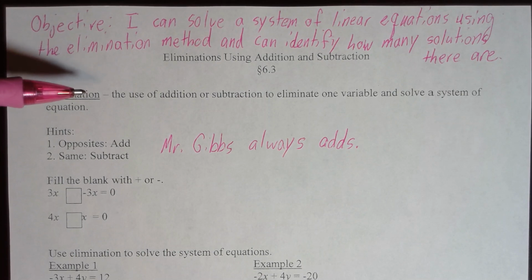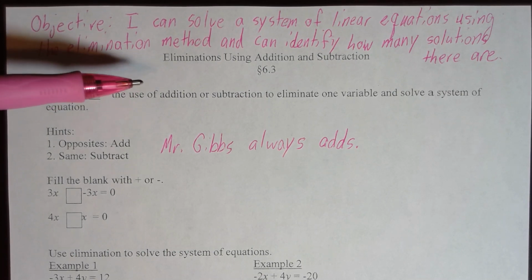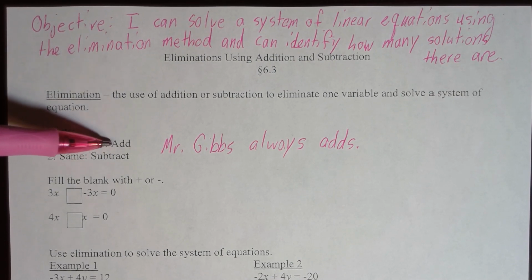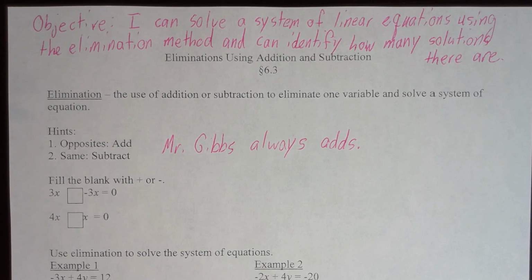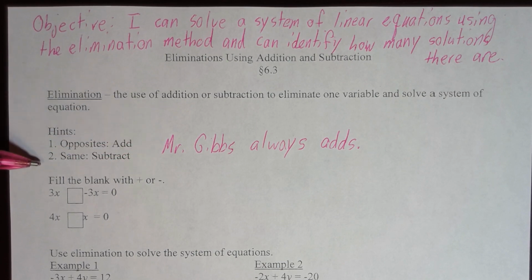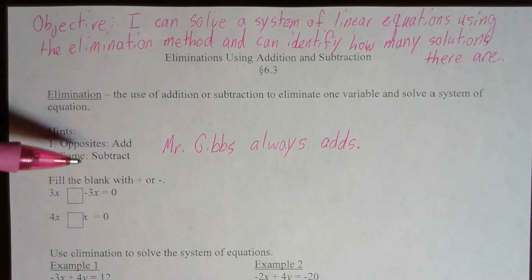Elimination uses either addition or subtraction to eliminate one of the variables in the equations and thus solve the equation. So here's a little hint. Now I'm going to say that I don't really use this hint. What I end up doing is always making opposites, and I'll show you that in a second. So I can always use addition, because that makes sense to me. Now, if you want to do this idea of subtraction, feel free to. If that makes sense to you, that is okay.